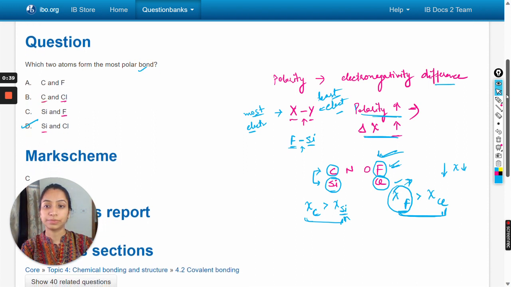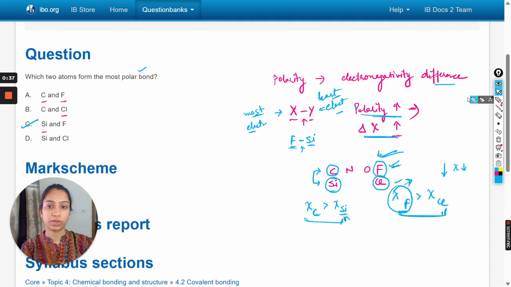Let's check the mark scheme. Yes, C option is right. So this is the whole concept behind this question.